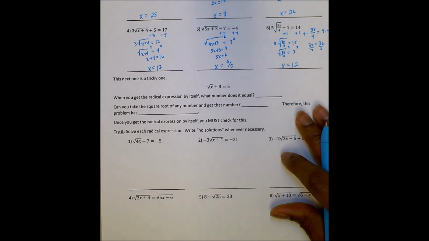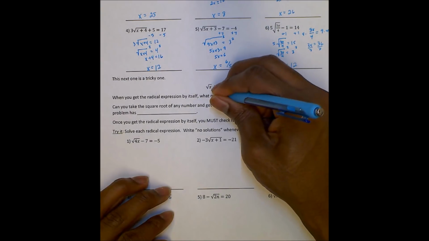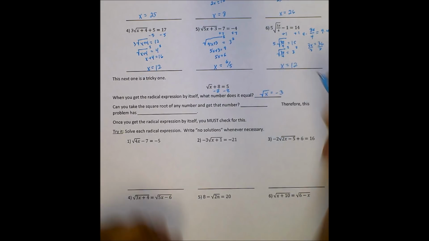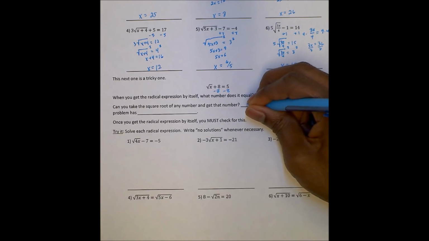Alright, the next one is tricky. We have radical x plus 8 equals 5. Okay, when you get the radical by itself, what number does it equal? Well, we're going to subtract 8 from both sides, and we'll get radical x equals negative 3. Okay, can you take the square root of any number and get that number? And the answer is no.